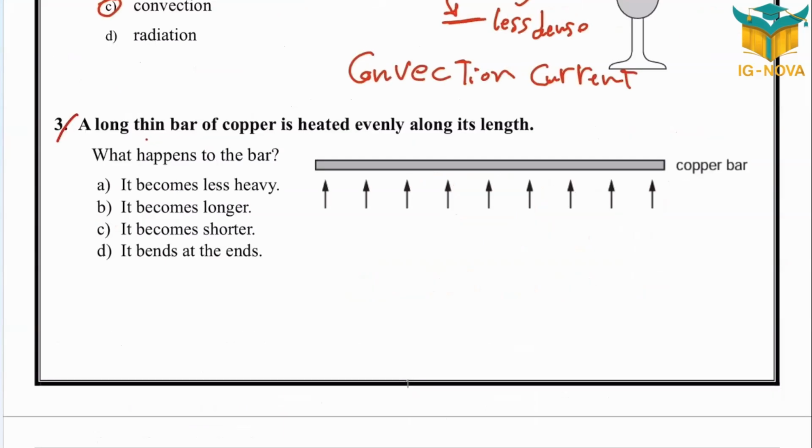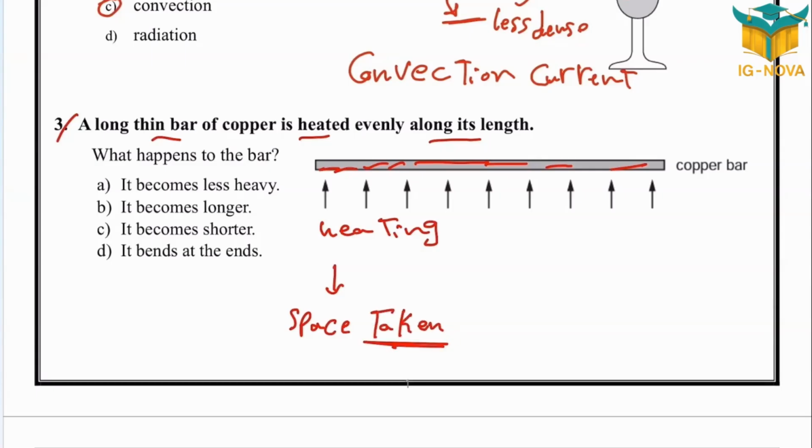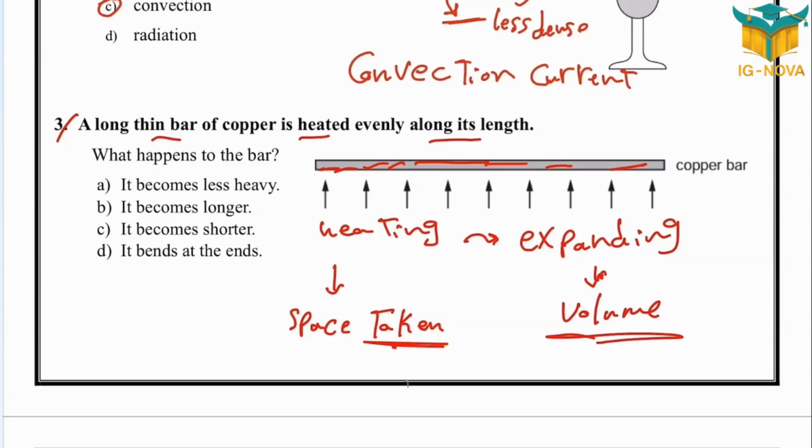Question 3. The temperature of a carbon rod is heated evenly along its length. What would happen when we heat this rod? By heating, you know that the space occupied will increase. So this is the expanding, which makes the increase in space or in volume. For that, it's increasing only in volume.